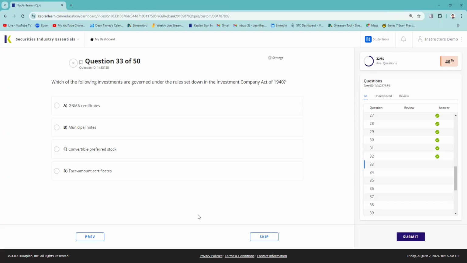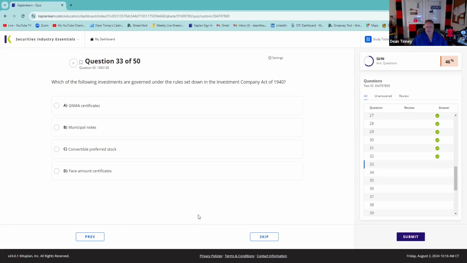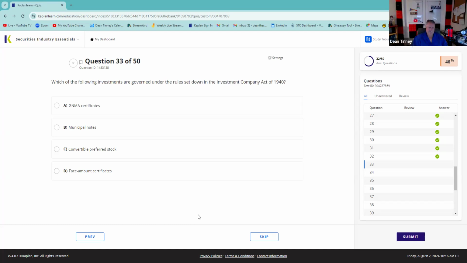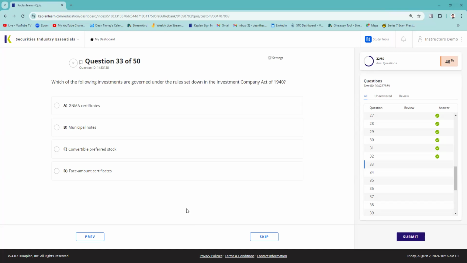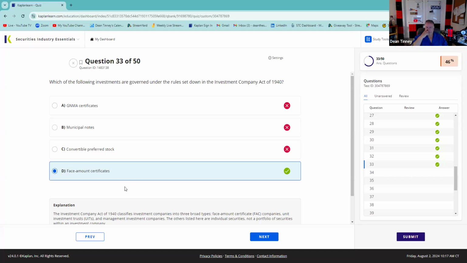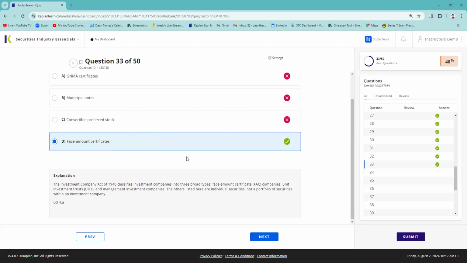Is convertible preferred stock a muni? Nope. Those are not mutual funds, right? Convertible stock is common stock, not a mutual fund. A municipal note isn't a mutual fund. A Ginnie Mae is not a mutual fund. A face amount certificate company, I don't think you'll see that on the test, is a type of mutual fund. Actually, I don't think you're going to see that on the test either.